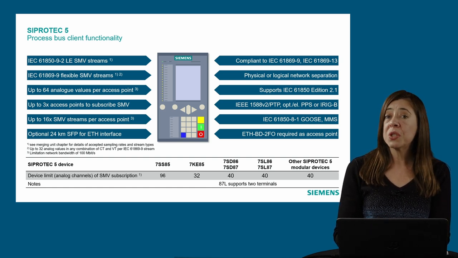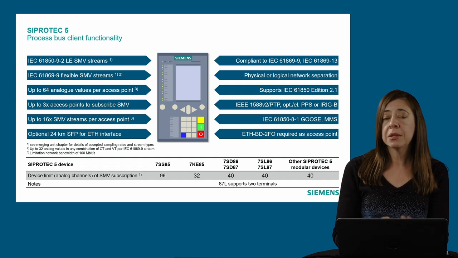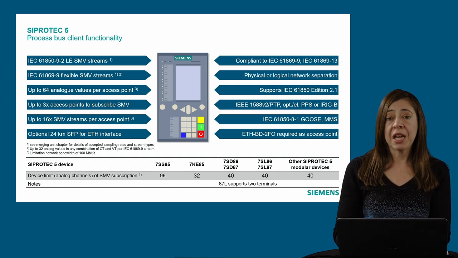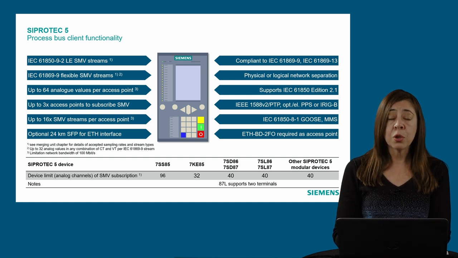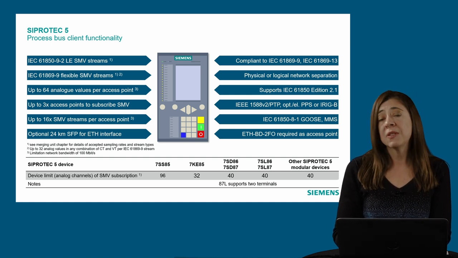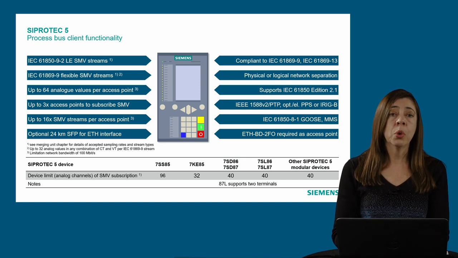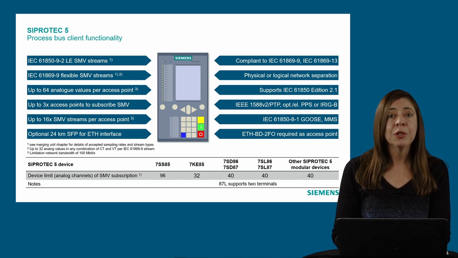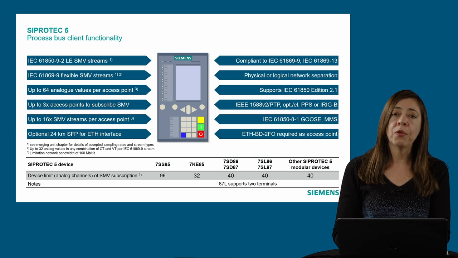The device supports the different types of synchronization, either PPS or precision time protocol. Simultaneously in the same interface, also GOOSE messages and MMS messages can be used. And all that is required in the device to fulfill this process bus need is one communication module of the Ethernet PD 2FO type.